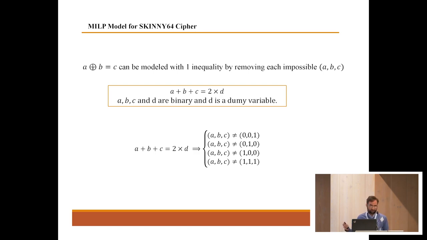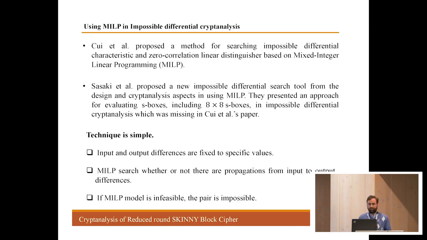And of course, we have some kind of impossible events. For example, A, B, C cannot be 0, 0, 1, because 0 XOR 0 is not 1. Okay, this model, for the first time, I think was proposed by Sun to use a MILP model to find impossible differential characteristics or zero linear trails. But it was applicable on just small S-boxes with a small size.